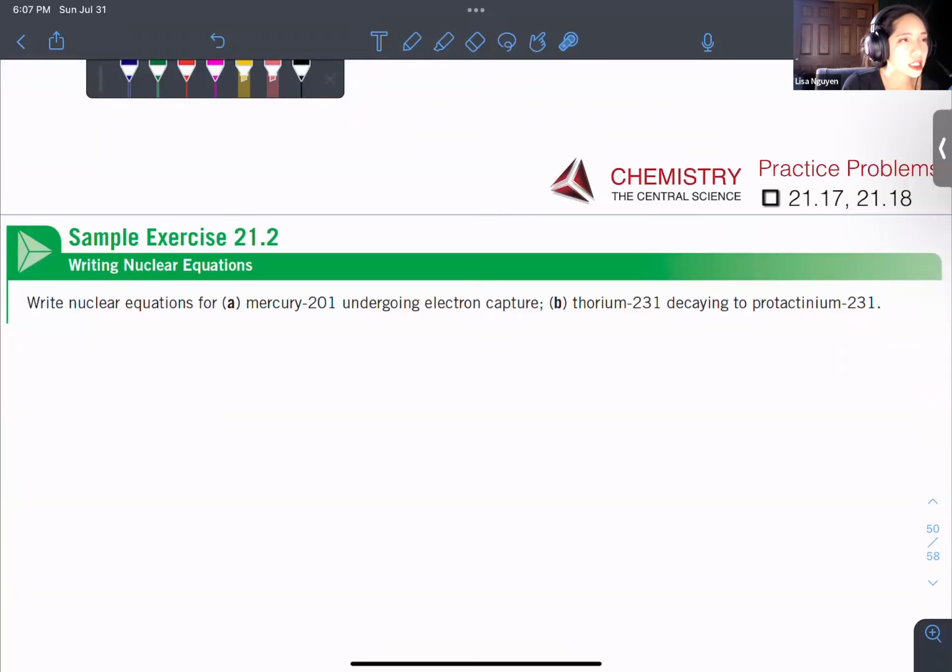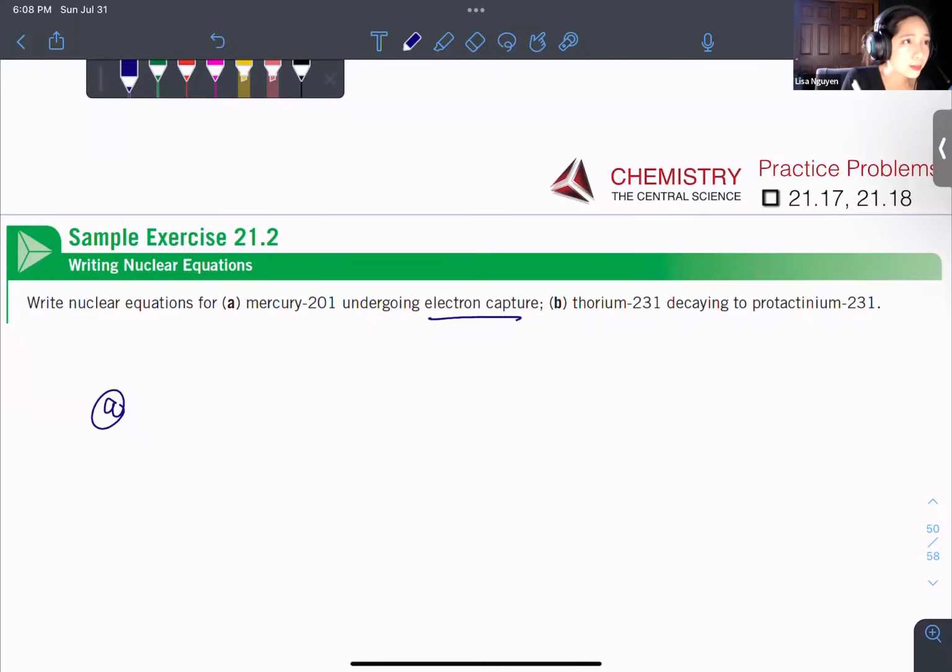So again, we're using the same strategy here: figure out what your reactant is, what your product is, fill in the mass number and proton number values, balance it, and see what the missing piece is. So for this first one, A, where we're undergoing electron capture, this is the only nuclear equation where the emission, or the radiation involved, is actually a reactant.